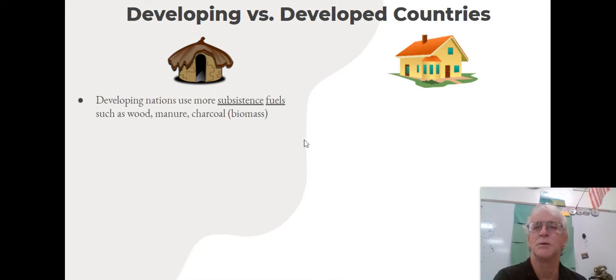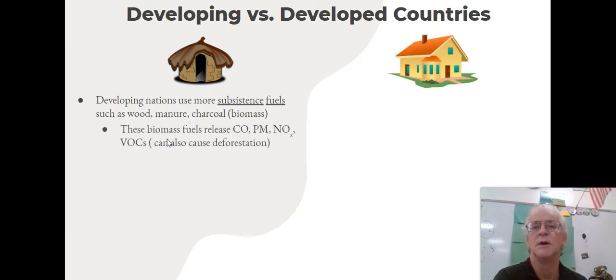Developing versus developed countries. Developing countries use more subsistence fuels, in other words, stuff that is there, such as wood, manure, charcoal, what we referred to last unit as biomass. These biomass fuels release carbon monoxide, carbon dioxide, particulate matter, nitrous oxides, and volatile organic compounds. All these can cause deforestation because they may be removing too many trees.